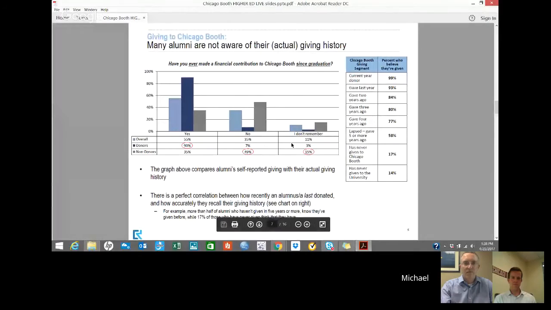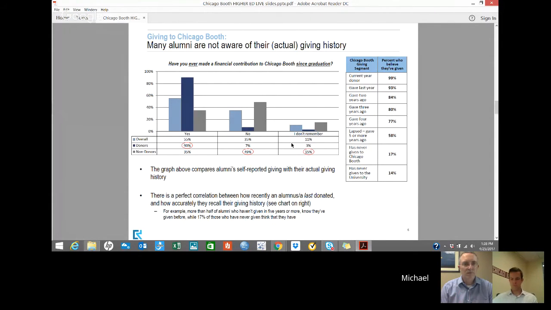So this is a question that I always find interesting to add. Even if we have the data where we know whether they've given and how much and when, asking the question, have you ever made a financial contribution, is really interesting here. You can see that many alumni are not aware of their actual giving history. If you look over on the right, we have the actual giving segment. This is the 8 segments that the data were actually weighted on.